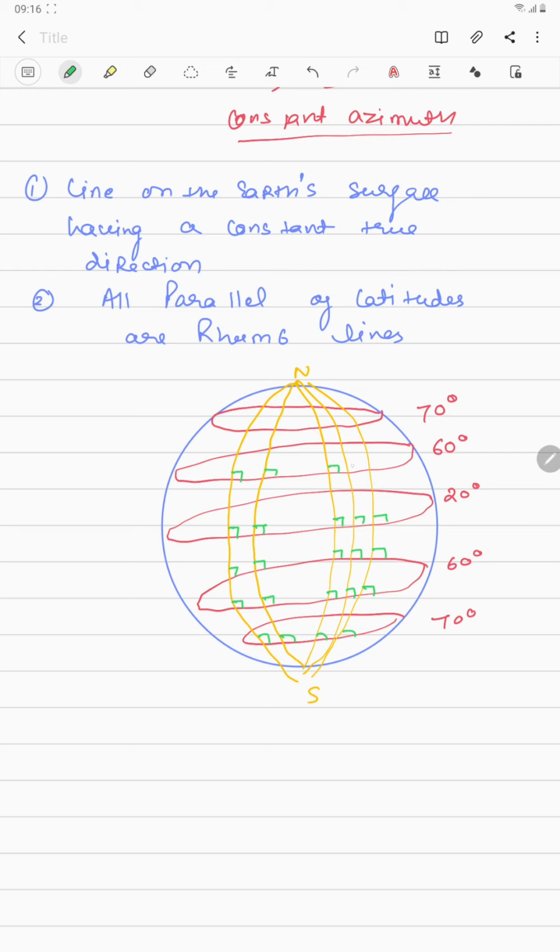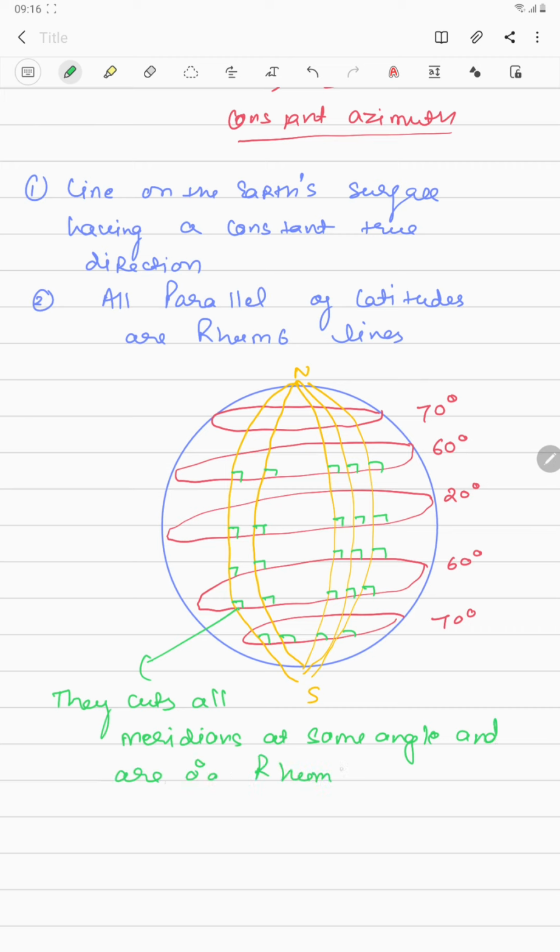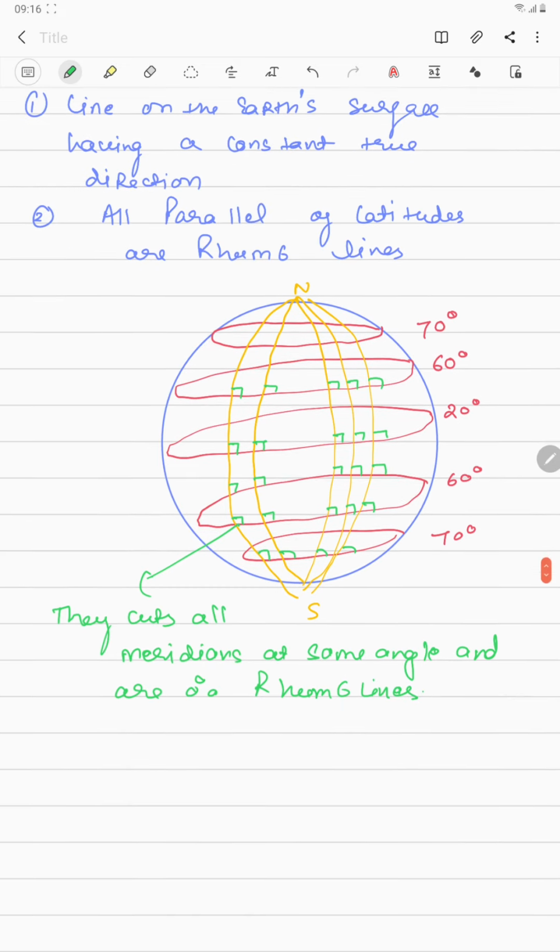So that is the reason they are known as rhumb lines. I'm going to write it down here. They mean your parallels of latitude cut all meridians at the same angle and are therefore rhumb lines. So they are the rhumb lines. I hope this point is clear to you.